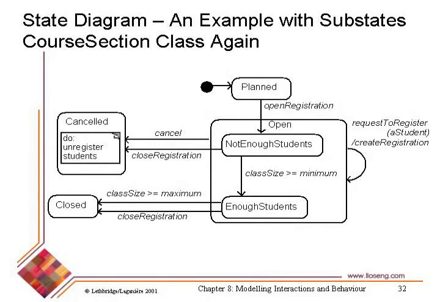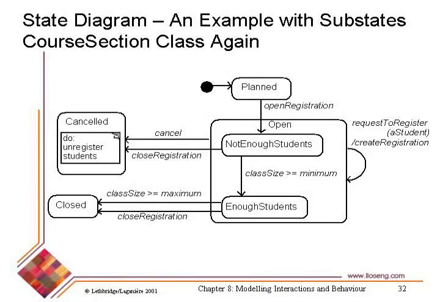Previously I had cancel going from not enough students to cancelled and from enough students to cancelled. If I put a box around it, I can just have one cancel arrow from the outer box to cancelled. So it allows me to simplify my diagrams and have fewer transitions. I don't have to have the duplicate ones. I can just have them in one place.